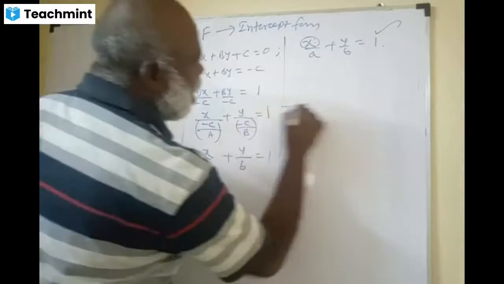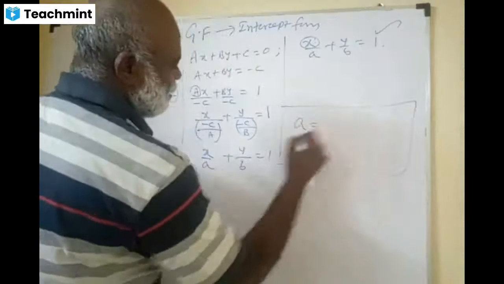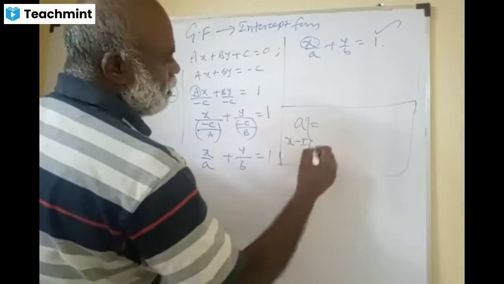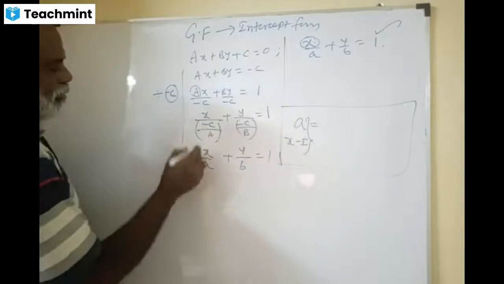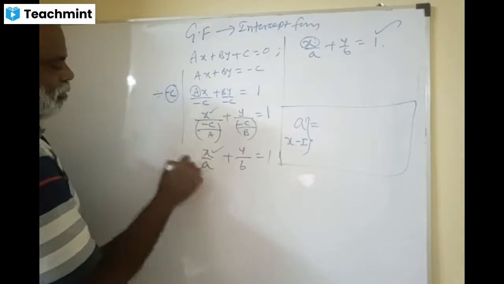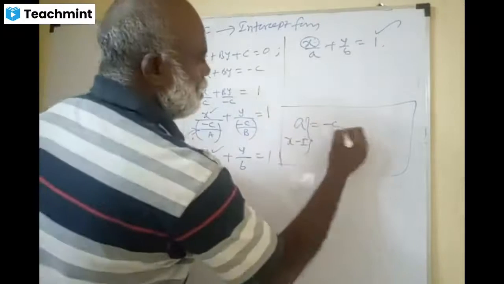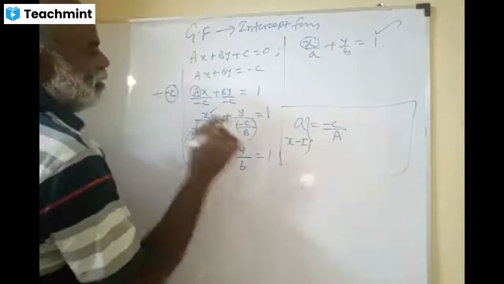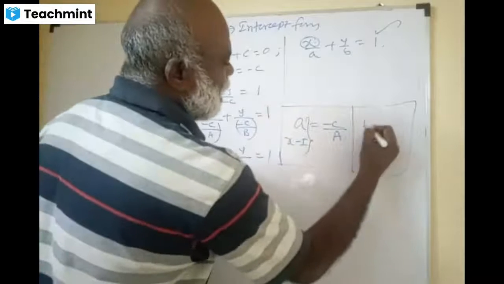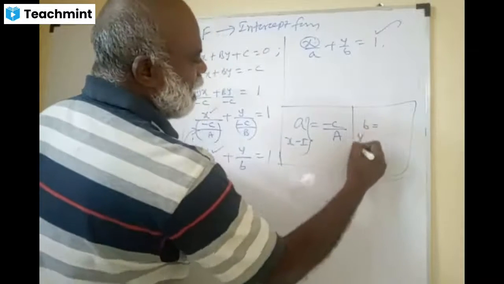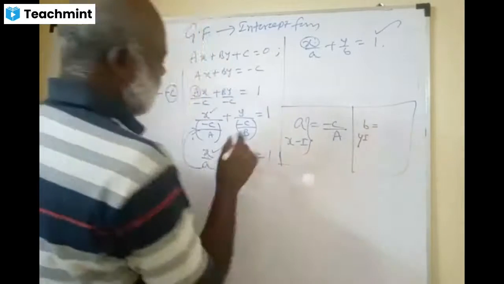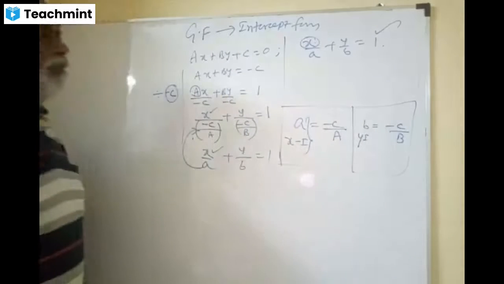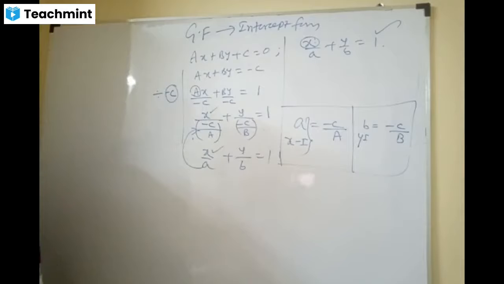Now you tell me, what is small a? Anybody? Small a means what? X intercept. Minus c by a. What is b, or y intercept? B equals, or y intercept equals, anybody? Minus c by b. That's all. How beautiful it is, right?